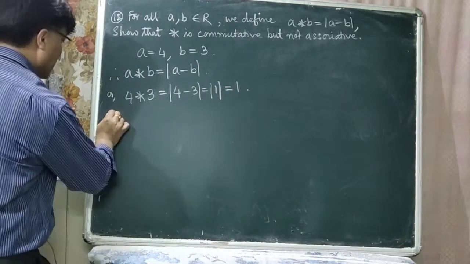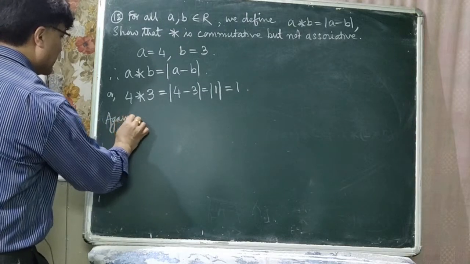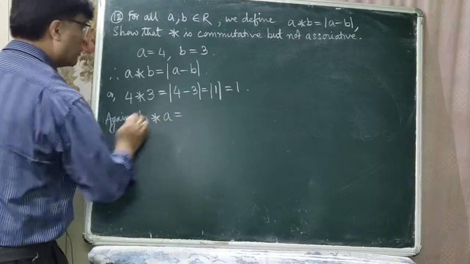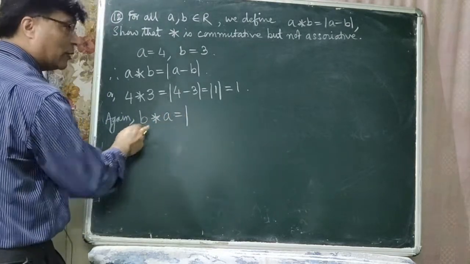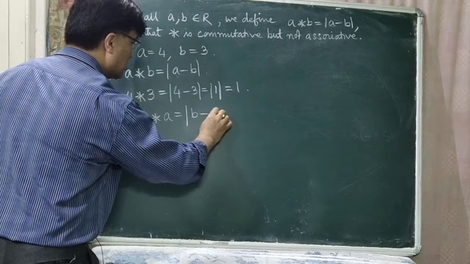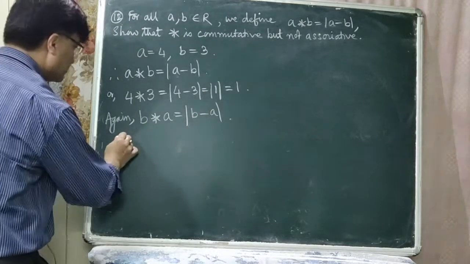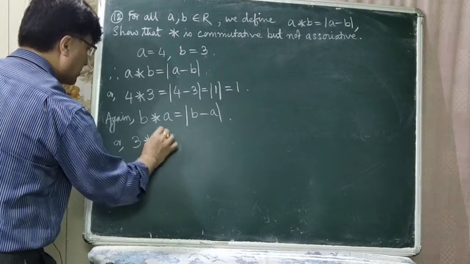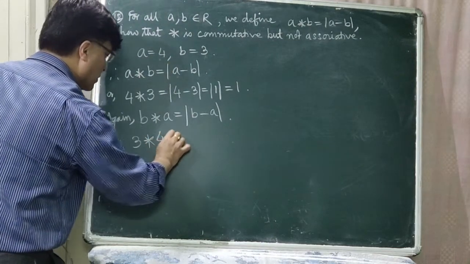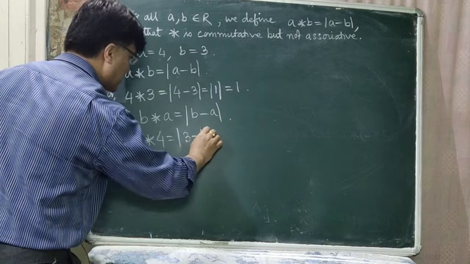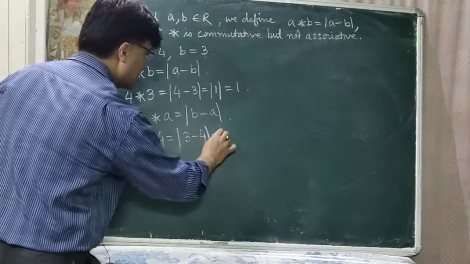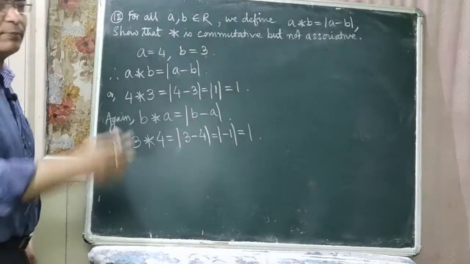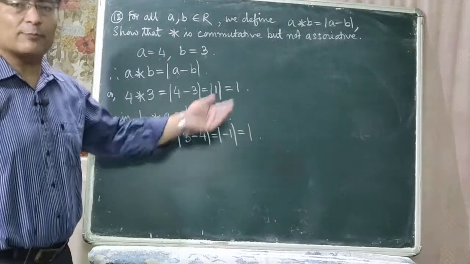Again, let us find out B star A now. B star A is equal to mod B minus A, isn't it? Now B is 3 and A is 4, which is equal to mod 3 minus 4, which is mod minus 1. Mod minus 1 is always plus 1. Modulus sign means it is positive.